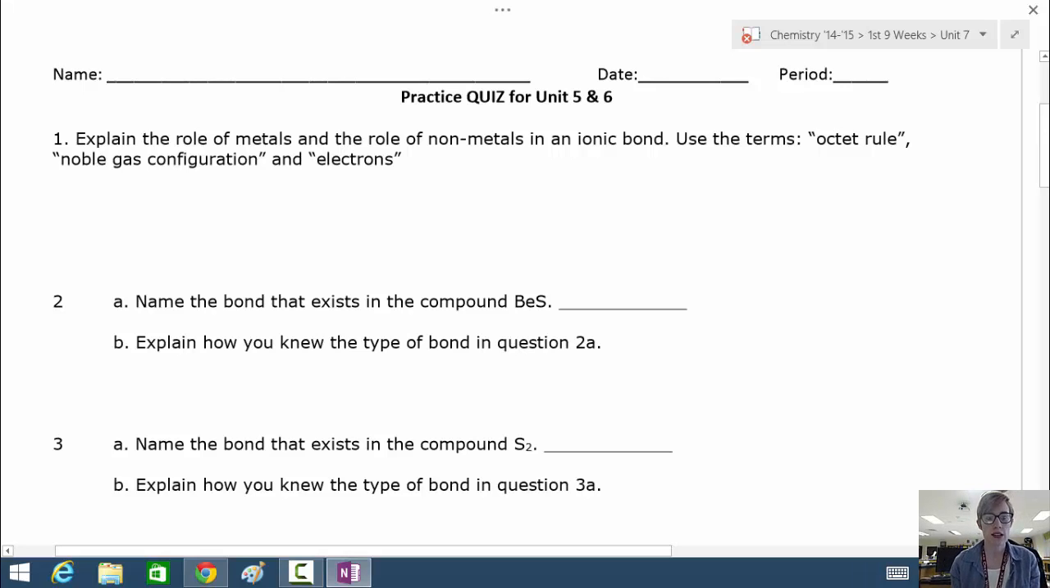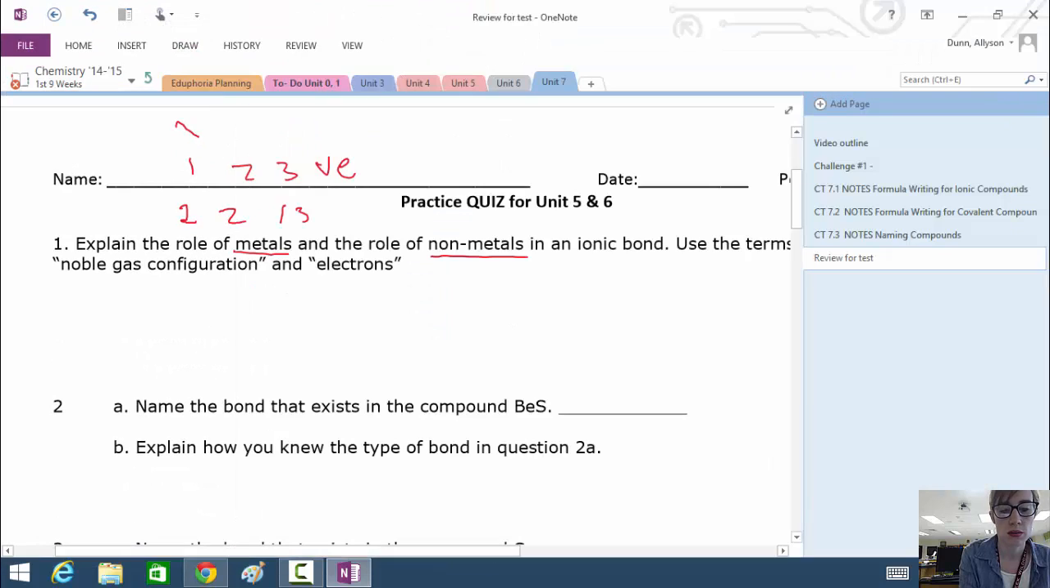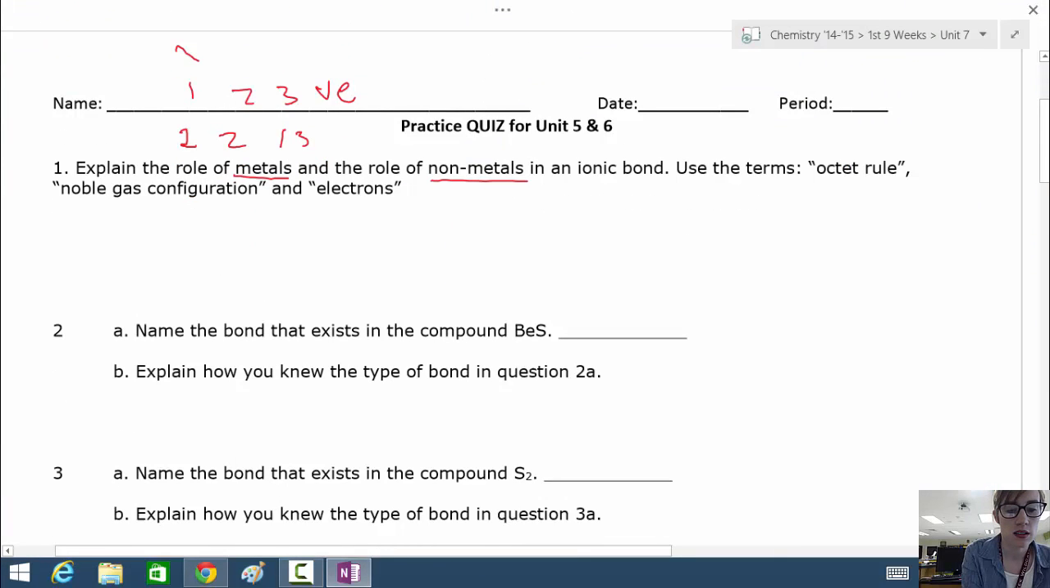The first question asks us to explain the role of metals and of nonmetals in an ionic bond. So before going any further, let's just review where the metals are. Metals are on the left side of the periodic table, right? They're groups 1, 2, and 13. And so anything in group 1, 2, and 13 has 1, 2, and 3 valence electrons, right? So they look like this. They've got the X with a dot, the X with 2 dots, or the X with 3 dots.